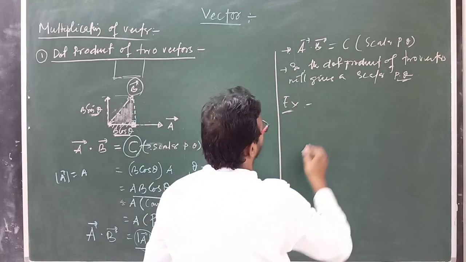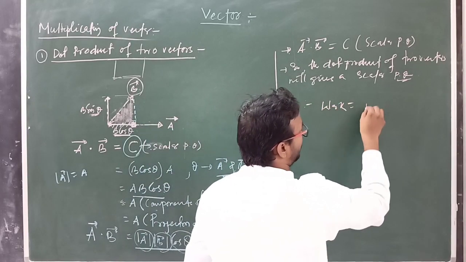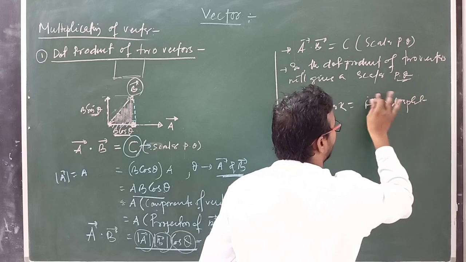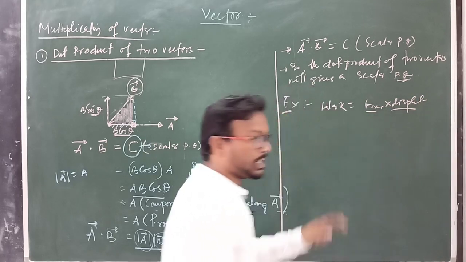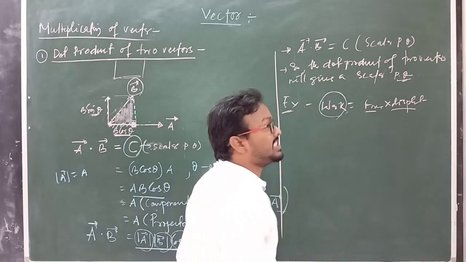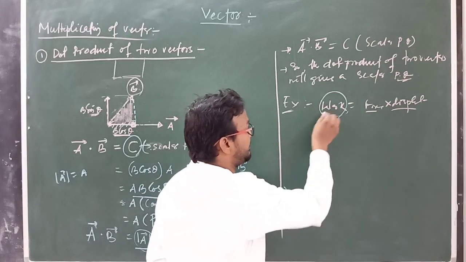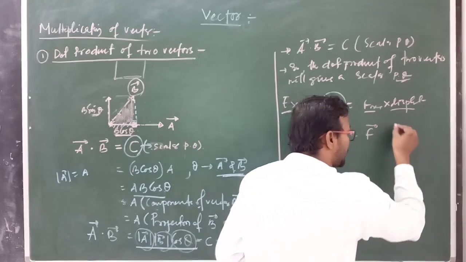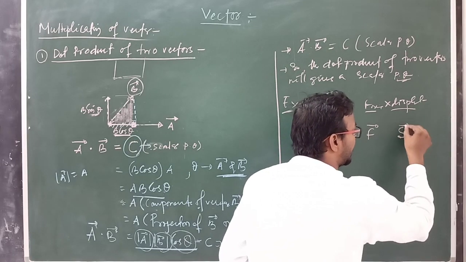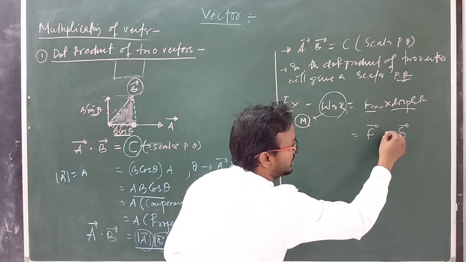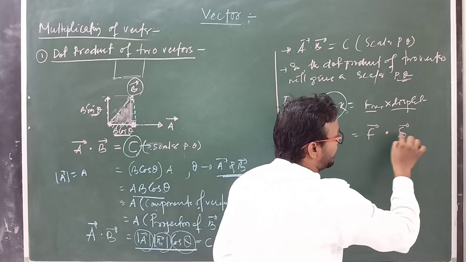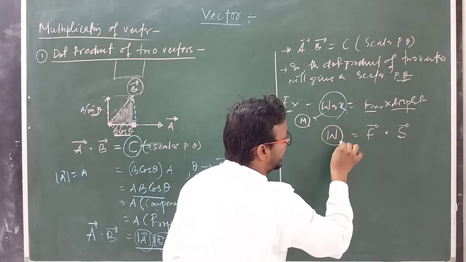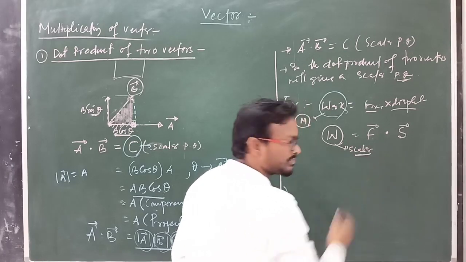Clear? We can take one example. I am just writing here, that is work done. And what is work done? Work done equal to force into displacement. But we already know force and displacement are two vector quantities. But what is work? Energy, which doesn't require any direction. That means this is only magnitude. So this is a scalar quantity, means force we have to multiply here into displacement, also a vector. So we have to use dot product here. Force dot displacement vector gives a scalar physical quantity, and that scalar physical quantity is work done.